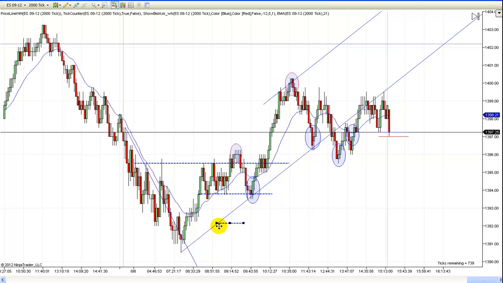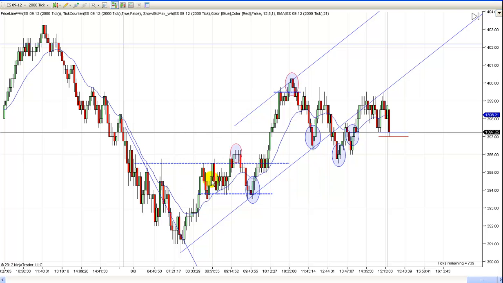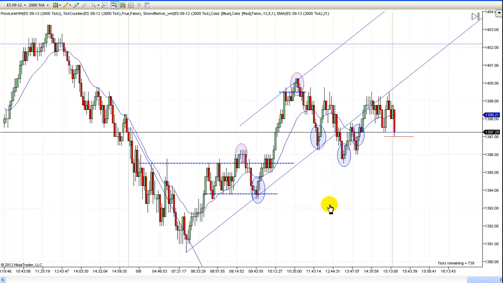Actually, this line is, oops, wrong line. This line right here is just a clone of that line, and you drag it up here. Originally I had it right in there, but that's probably it right there. So there's your highs right there. And I'll explain to you why I took this short in a minute.